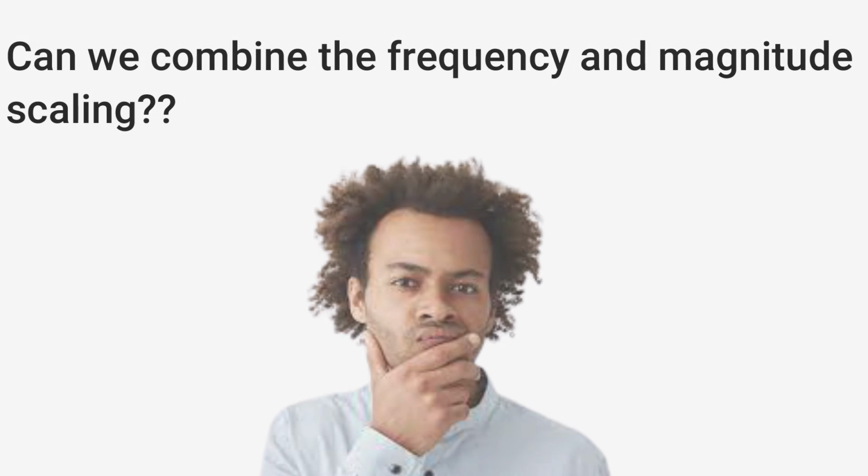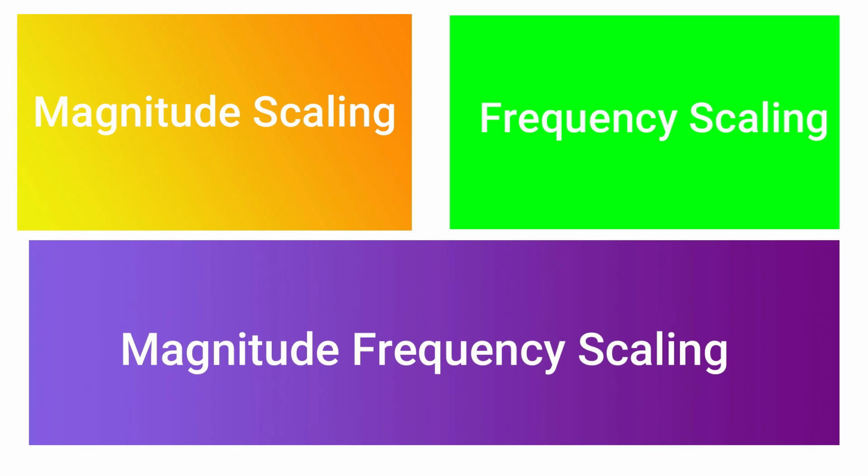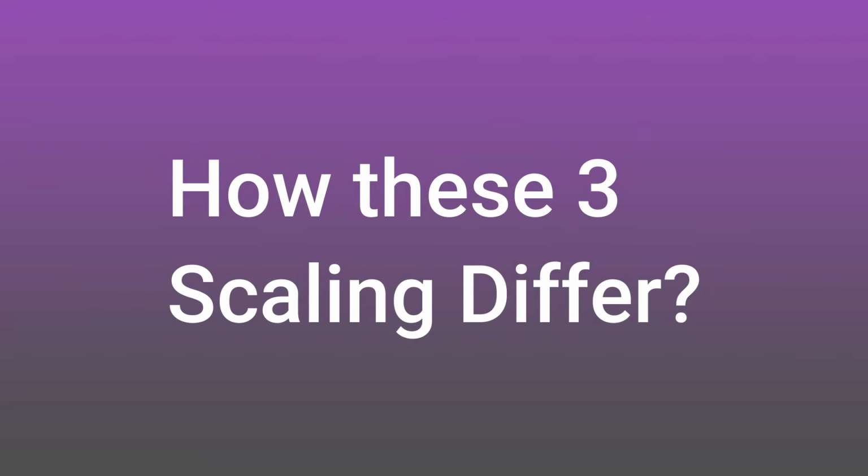Can we combine the frequency and magnitude scaling? And the answer is, of course we can. If we combine both of them, magnitude scaling and frequency scaling, then it will be called magnitude frequency scaling. What are the differences between these three?